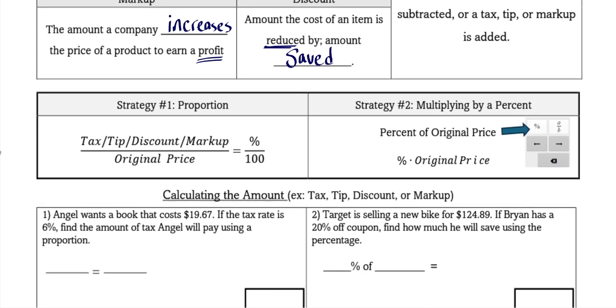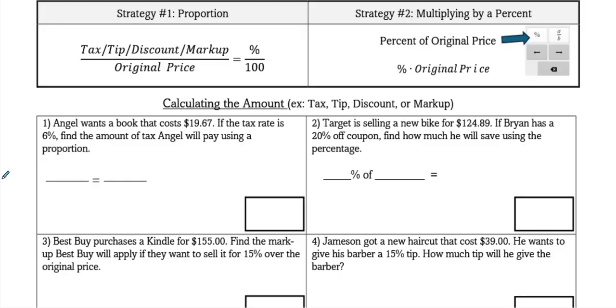There's going to be two different ways I'm going to show you how to solve these. One is a proportion. So that's setting up two fractions on either side. You cross multiply and then solve for whichever one you don't know. Or, using Desmos, we can also just use the percent and multiply it by the original price. Really it depends on whatever you're comfortable with. You're going to need to be familiar with proportions, but personally I think strategy number 2 is easier just because it's all calculator work.